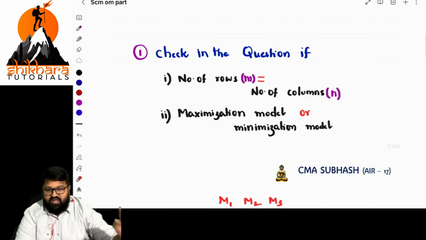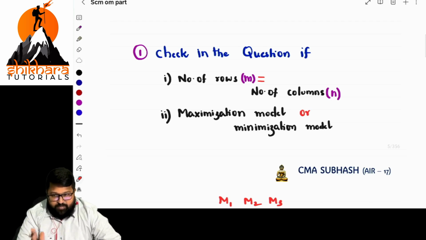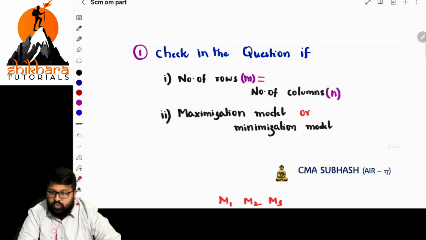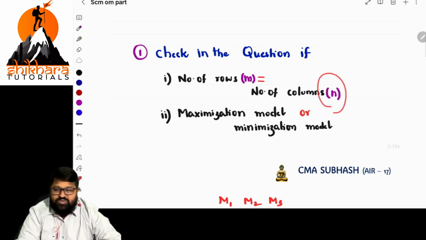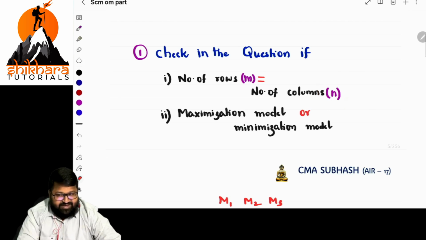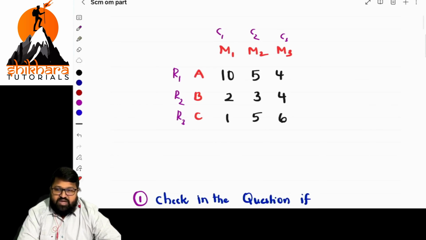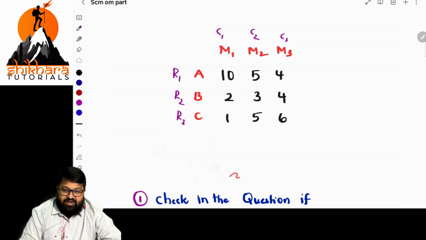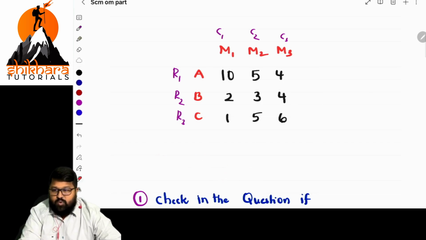Am I clear? If so, shall I repeat the basic check? The basic check is whether the number of rows equals the number of columns, and rows are represented with the letter M. What is the letter? M is the letter used to represent rows. And what about columns? The letter used is N. Is it clear? If it is clear, fine. So in this case, can you give the number of rows and number of columns? Rows total is represented with the letter M. So here there are 3 rows. And columns are represented with the letter N, and there are 3. So M equals N, fine.